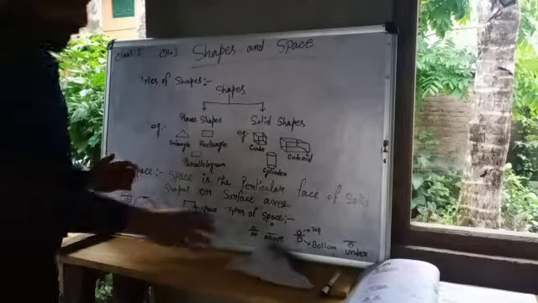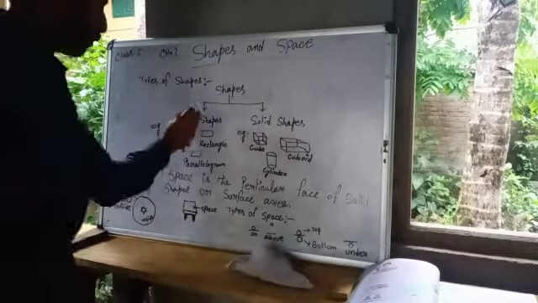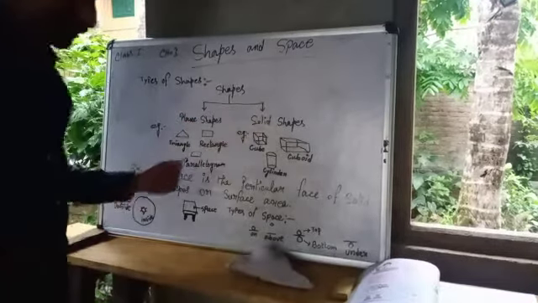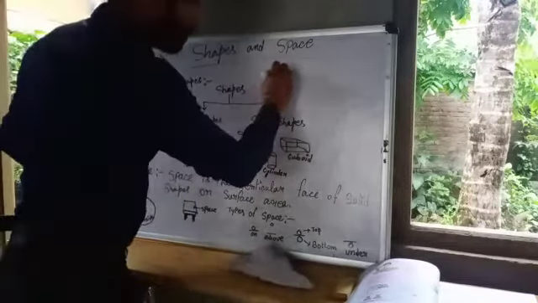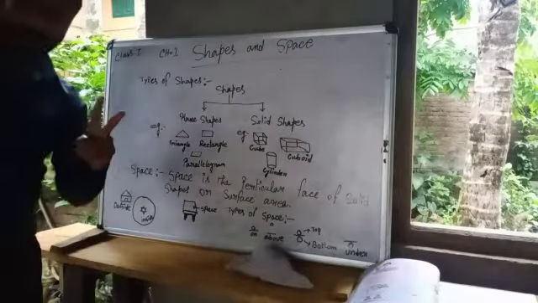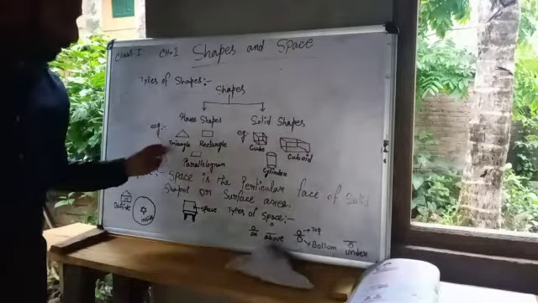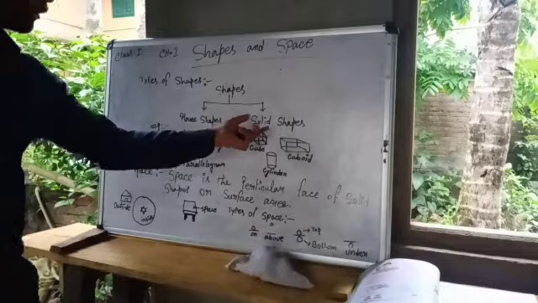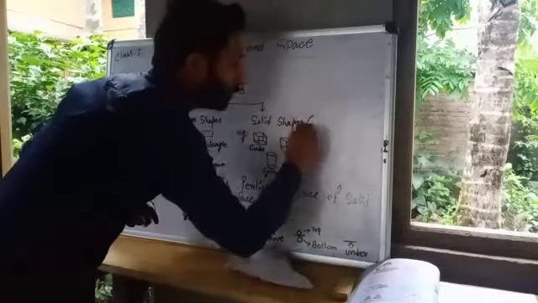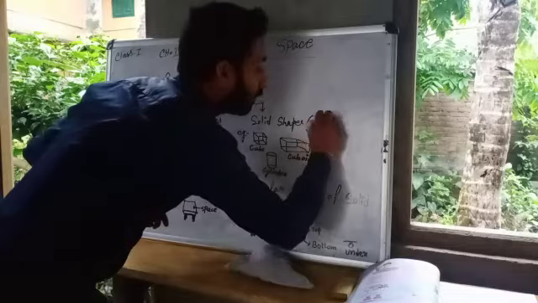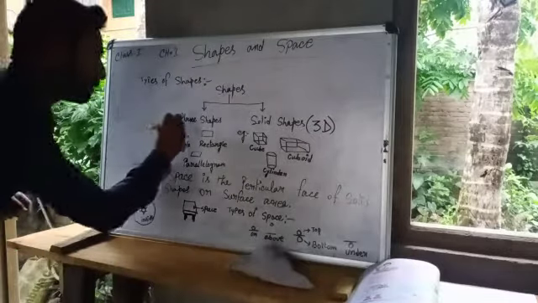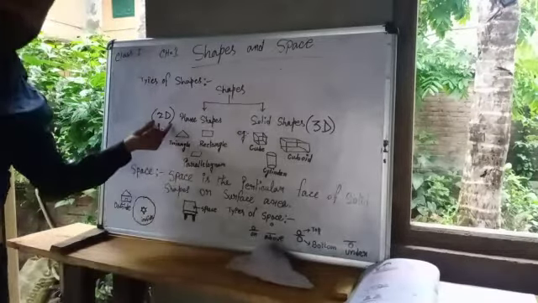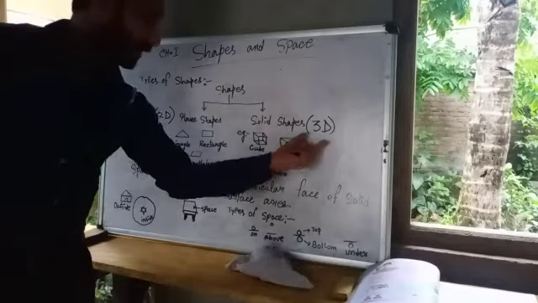What are shapes? There are many types of shapes: plane shapes and solid shapes. What is a plane shape? A plane shape is a two-dimensional figure, that means it has only length and width. Solid shapes are called 3D shapes, and plane shapes are called 2D shapes.